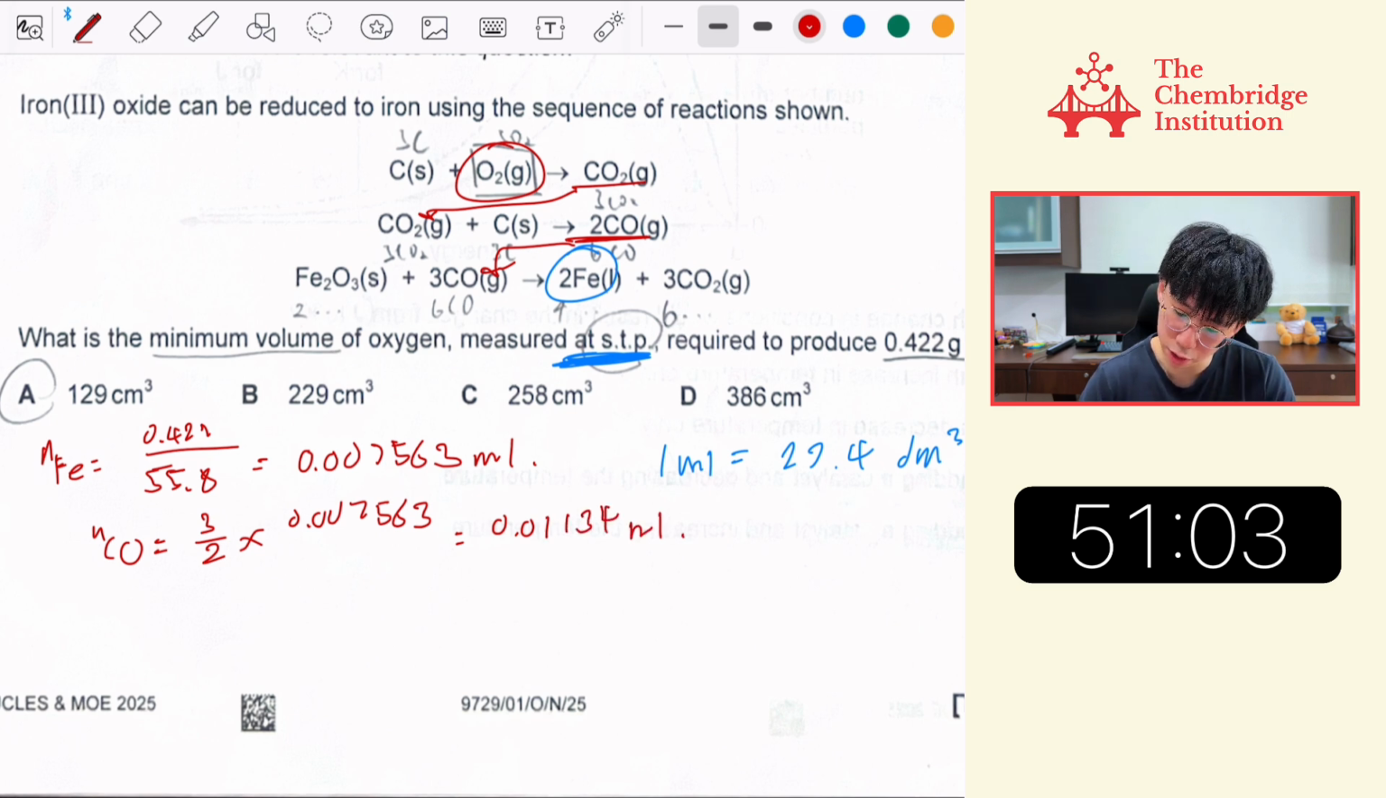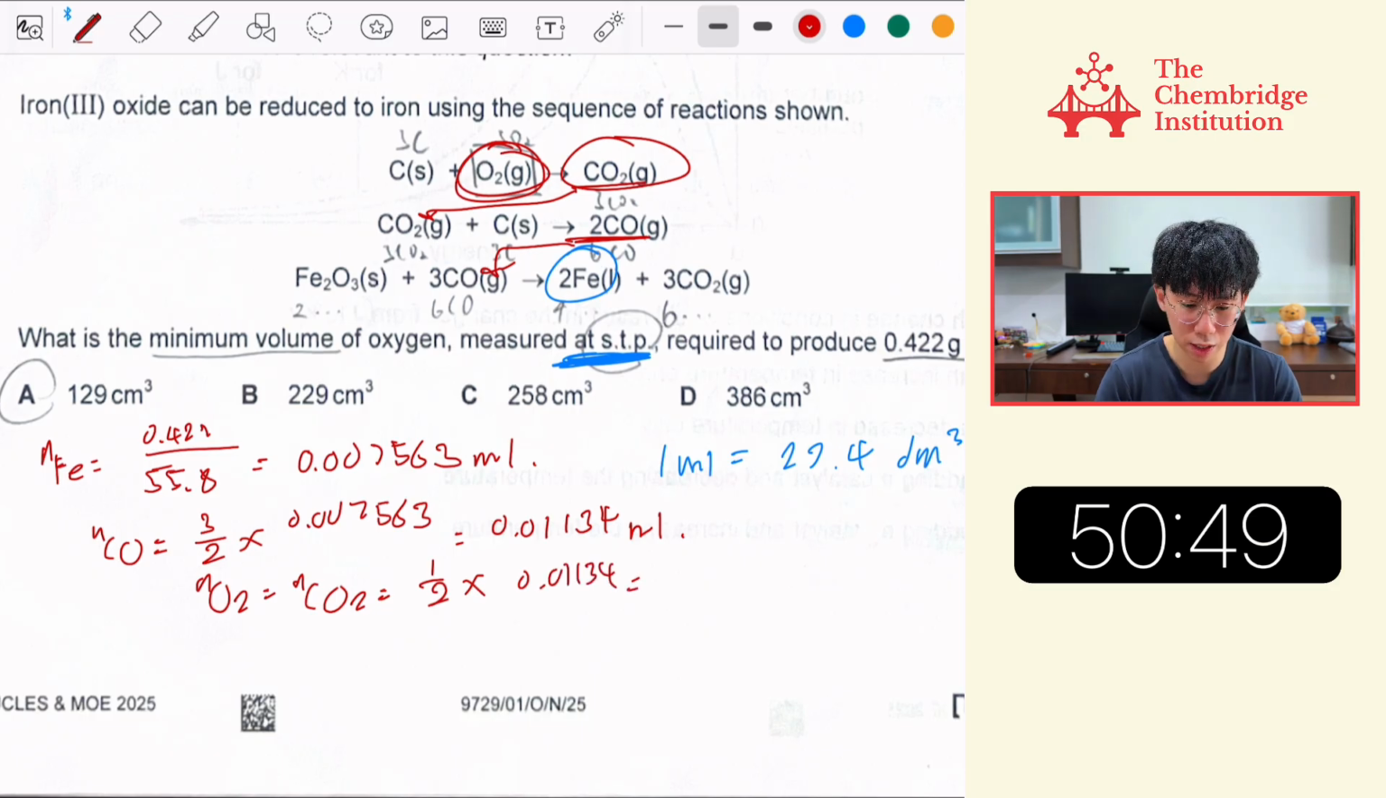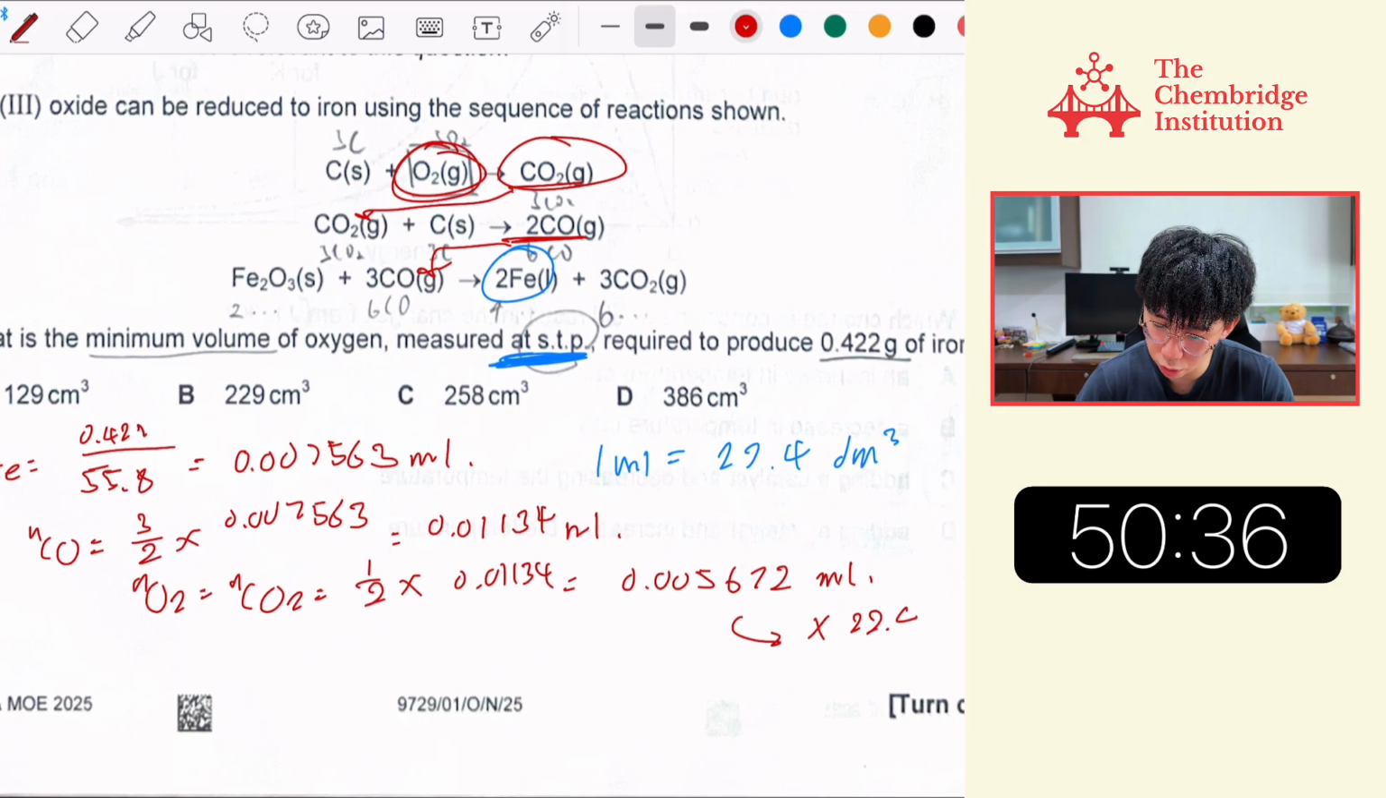Okay, and because of that, you know that the number of moles of CO2 by mole ratio is just half. And if you look further on, this is 1:1, so this equals this, which is 0.01134. So just times half here, 0.005672 moles. Okay, and then after that, I'll just times 22.4 dm cubed.